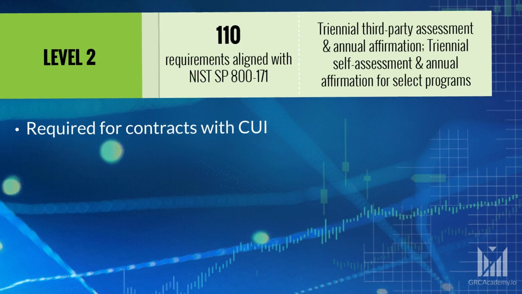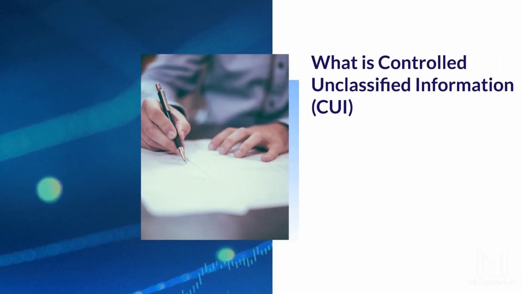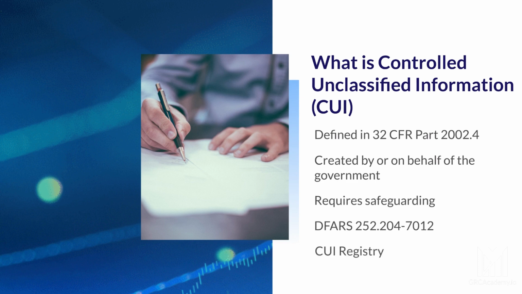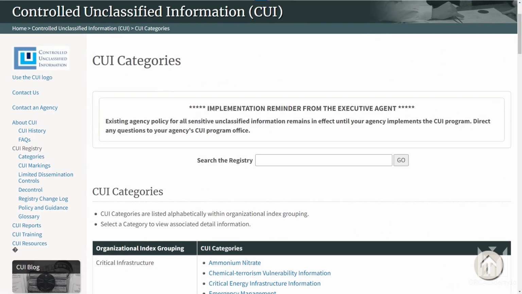Let's quickly review CUI. CUI is defined in 32 CFR Part 2002.4. It says the information must be created by the government or by an entity, such as a defense contractor, for or on behalf of the government while supporting a contract. CUI requires safeguarding, and DFAR 7012 defines the safeguarding requirements for DoD CUI. The CUI registry includes more than 120 CUI categories, such as controlled technical information, vulnerability information, and physical security information.